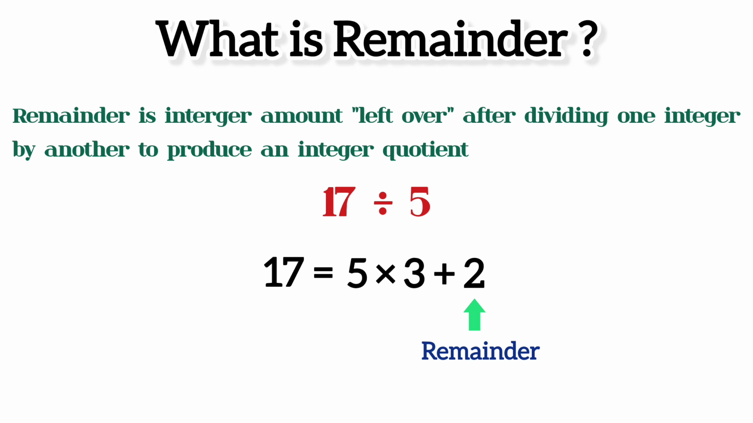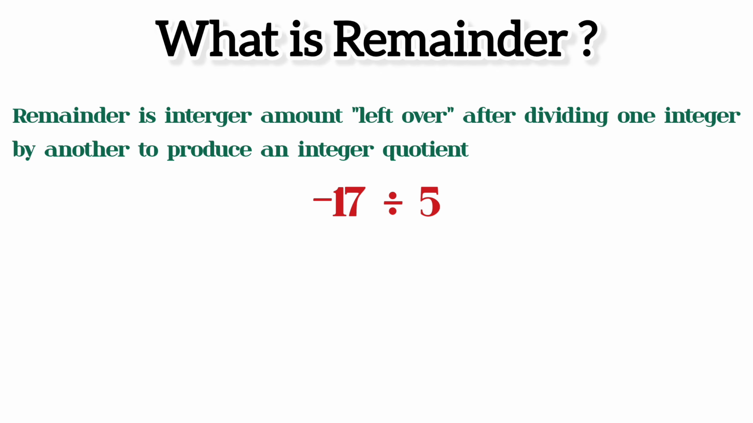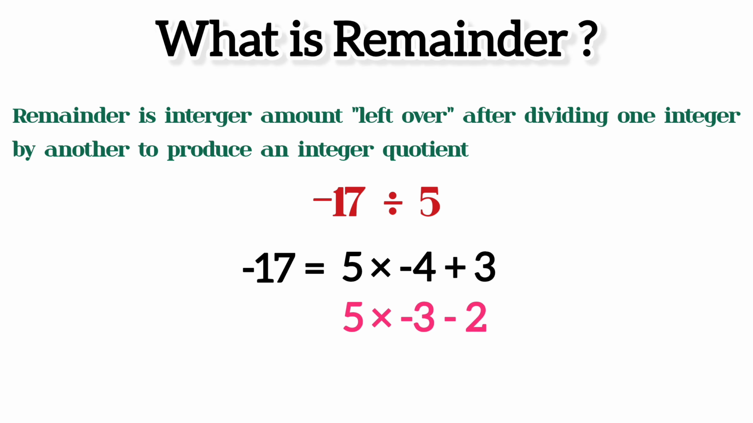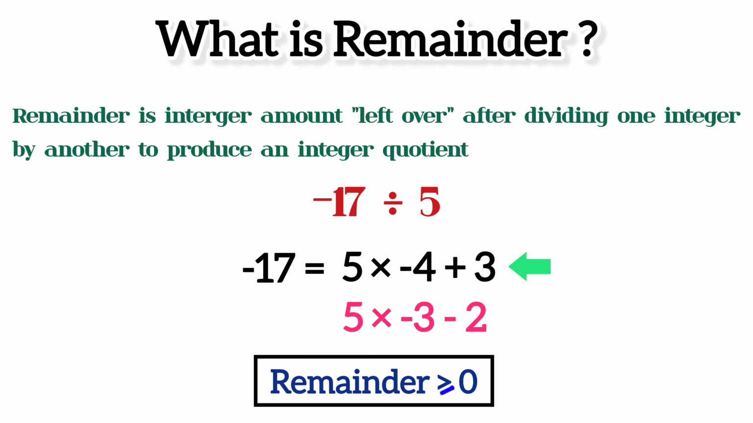What about negative numbers? If minus 17 is divided by 5, minus 17 is 5 into minus 4 plus 3. If you're wondering why we are not writing it as 5 into minus 3 minus 2, it's because the remainder is always greater than or equal to 0.